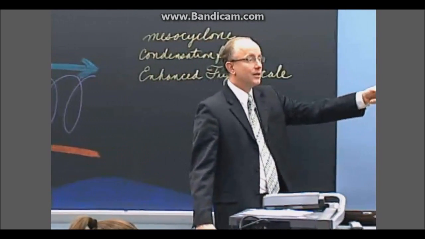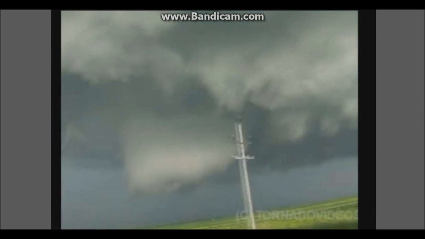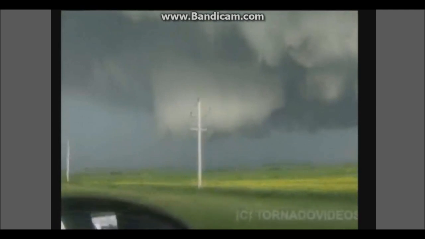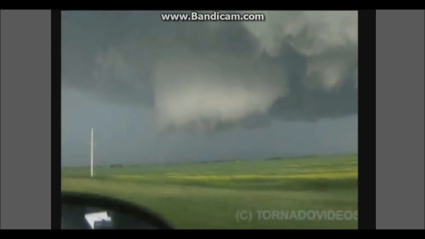Let's go and take a look, produced by Tornado Videos. And you can see the wall cloud there. These are tornado hunters in a vehicle. This was taken from a vehicle. And this is a very short clip. I only got a little bit, but you'll get the idea once I start it. Now, they're going toward it.